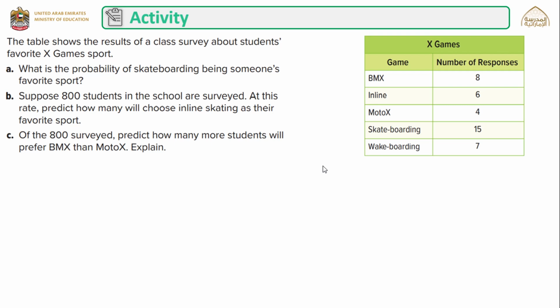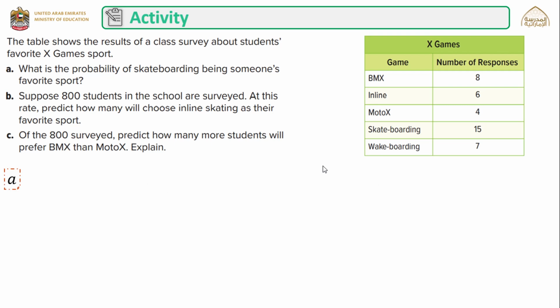Activity. The table shows the results of a class survey about students' favorite X Games sport. A. What is the probability of skateboarding being someone's favorite sport? B. Suppose 800 students in the school are surveyed. At this rate, predict how many will choose inline skating as their favorite sport. C. Of the 800 surveyed, predict how many more students will prefer BMX than Moto X and explain.